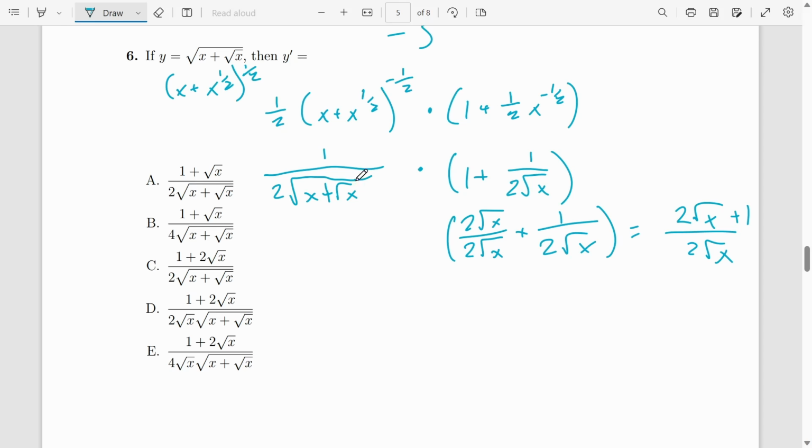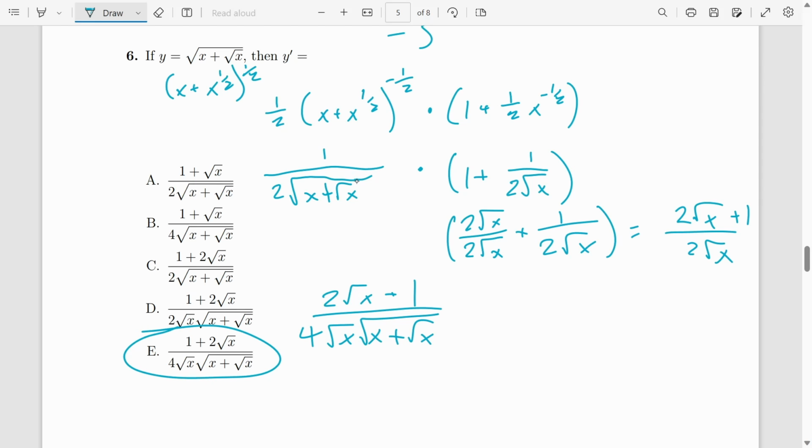And then when we multiply it by the fraction we originally had, we get 2 root x plus 1 over 4 root x times root x plus root x. A lot of root x's. And is that our final form? Yes, it is. It's that one down there.